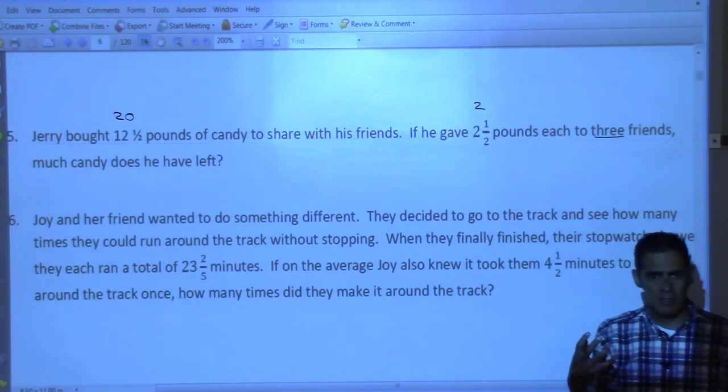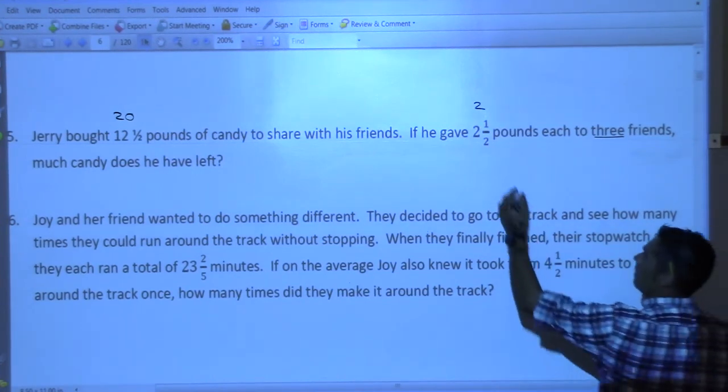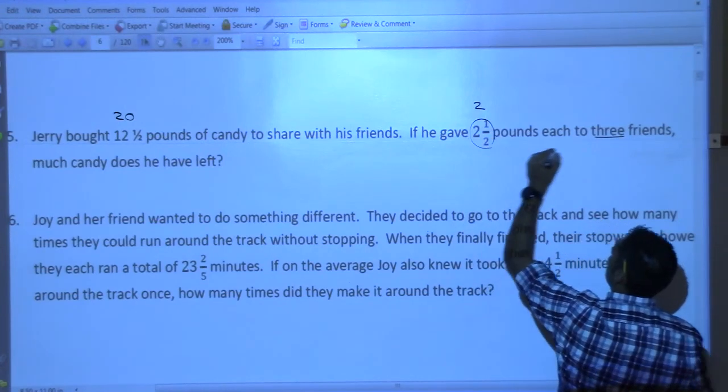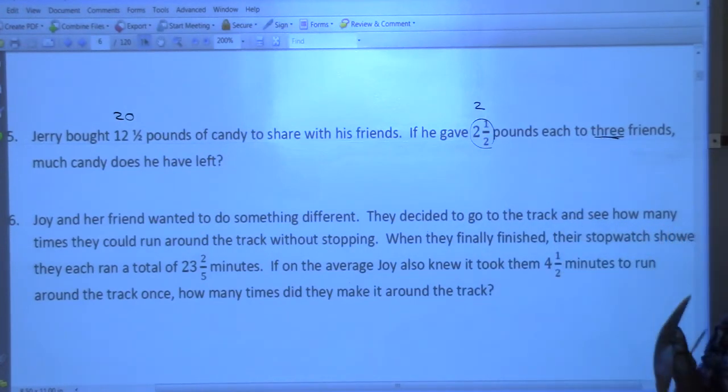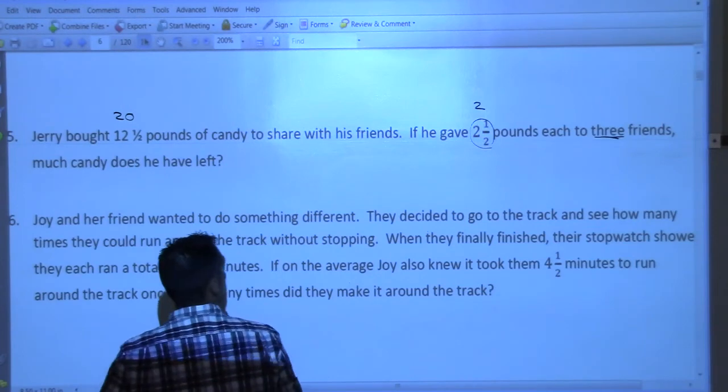Does that make sense? That's the way I like to try and work with problems if I'm having trouble with the numbers. Just use something that makes more sense, and that helps you resolve what arithmetic needs to happen. So we need to first take 2.5 times 3, right? Figure out what that is, and then subtract that from what? 12.5, right?